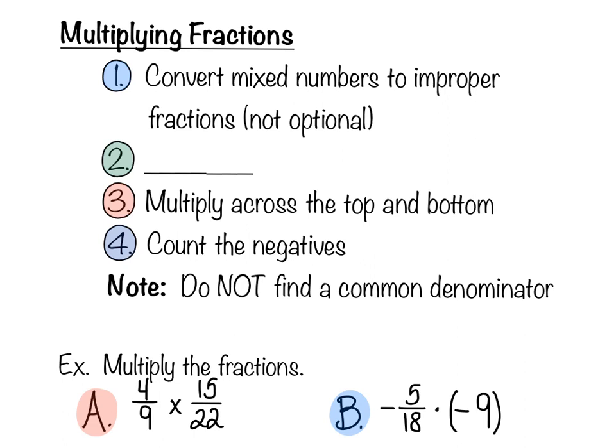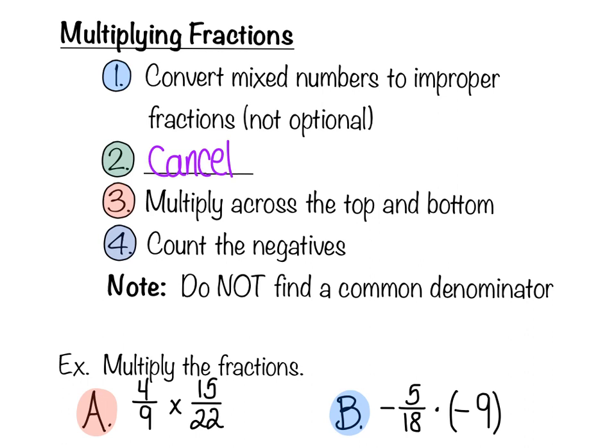The second thing you want to do is you want to cancel. And canceling is reducing before you multiply. And that's going to save us work in two parts. Number one, if we cancel, the numbers are going to get smaller and they'll be easier to multiply. And number two, if we cancel, we won't have to reduce. So we can reduce while the numbers are still small.